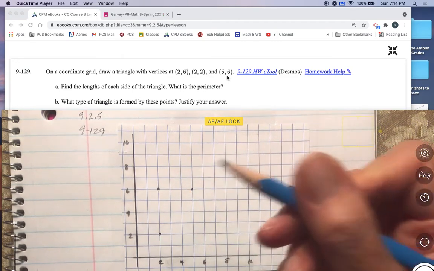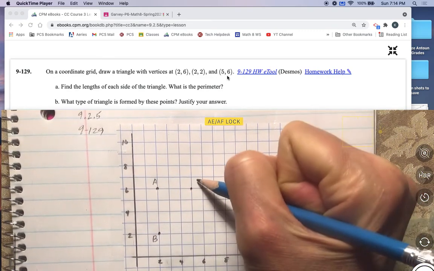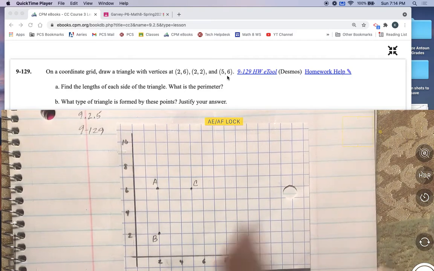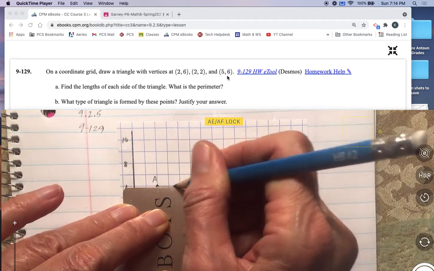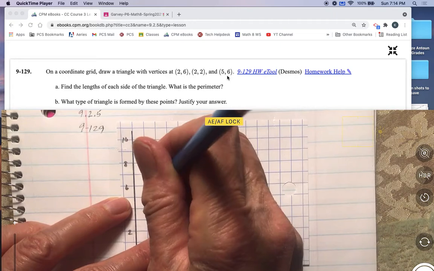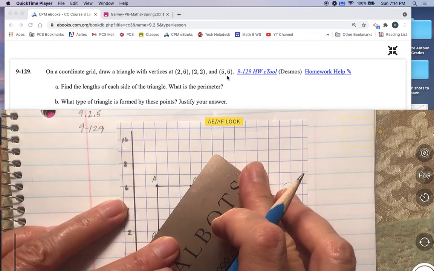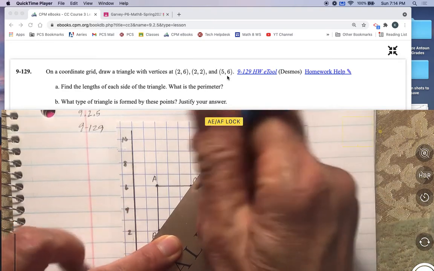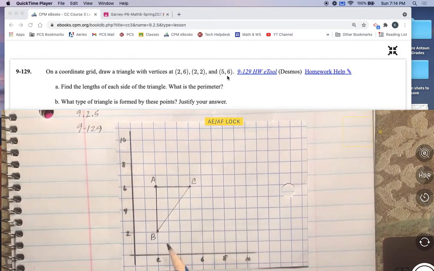Okay, so I'm going to label these points A, B, and C just for ease of conversation and referring to them. And I'm going to draw lines between the points so we can see where the triangle is. All right, so now we have our triangle. And the first question we have is A. Find the lengths of each side of the triangle.